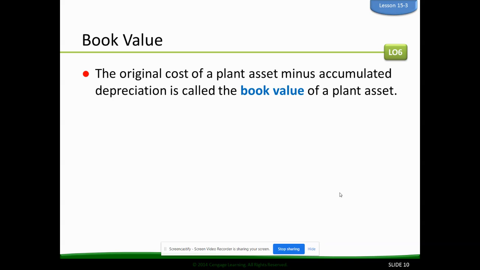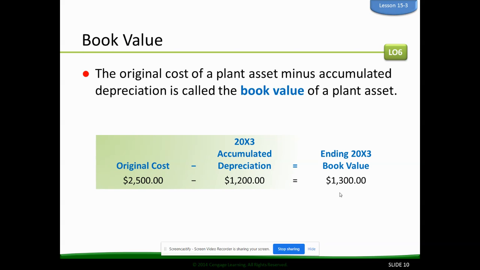The original cost of a plant asset minus accumulated depreciation is called the book value of a plant asset. So we paid $2,500. After 3 years, it has depreciated $1,200. So its current book value is $1,300.